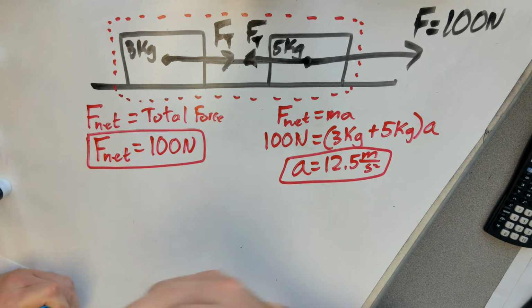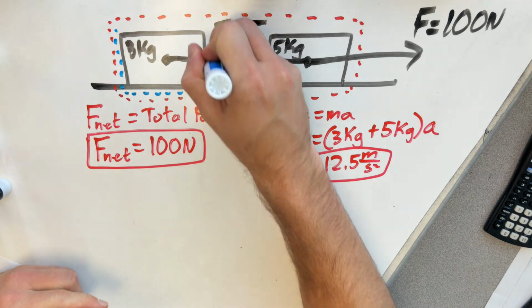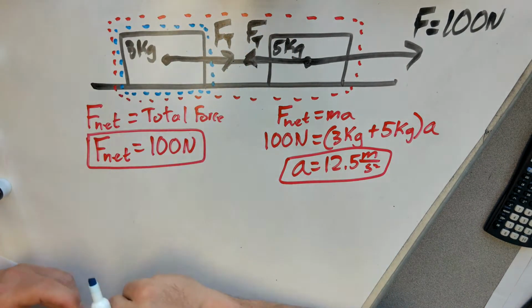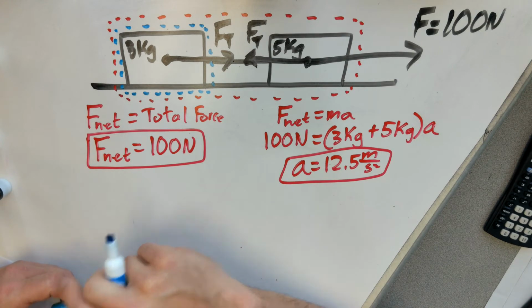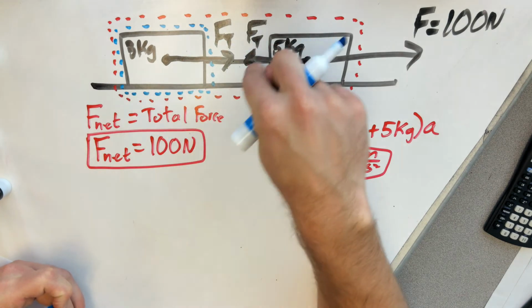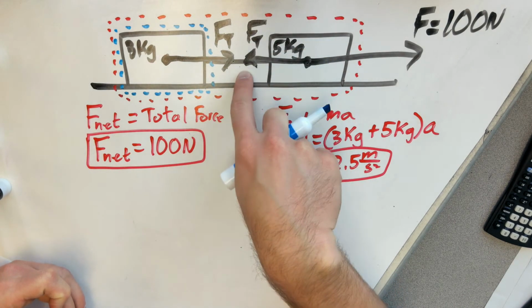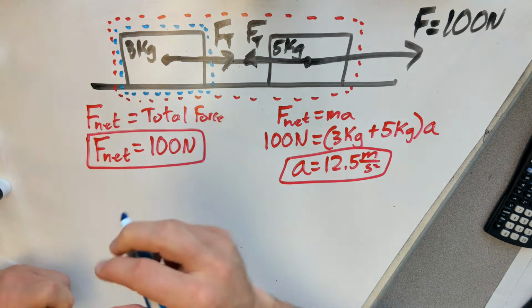I think the easier one would be this block on the left, because this block only has one force acting on it. So we're only looking at the blue block now because this block has an outside force pulling on it, pulling over here. I'm not including this string connecting them in the object anymore. I'm only looking at that block.